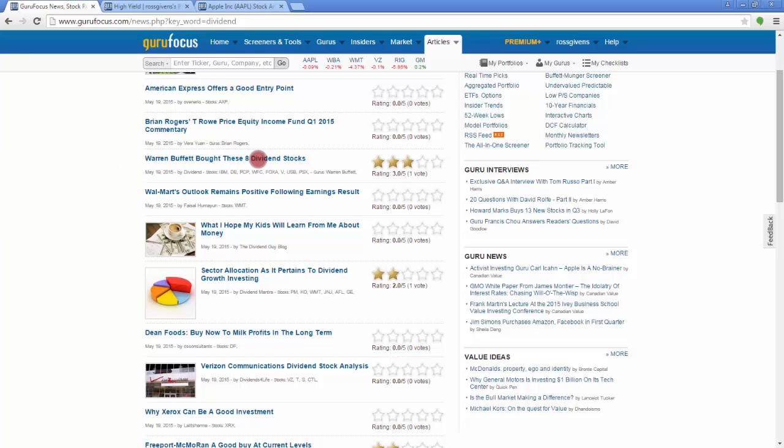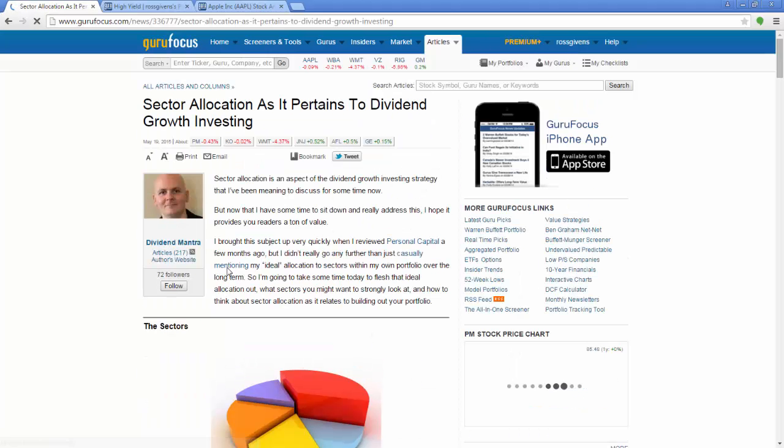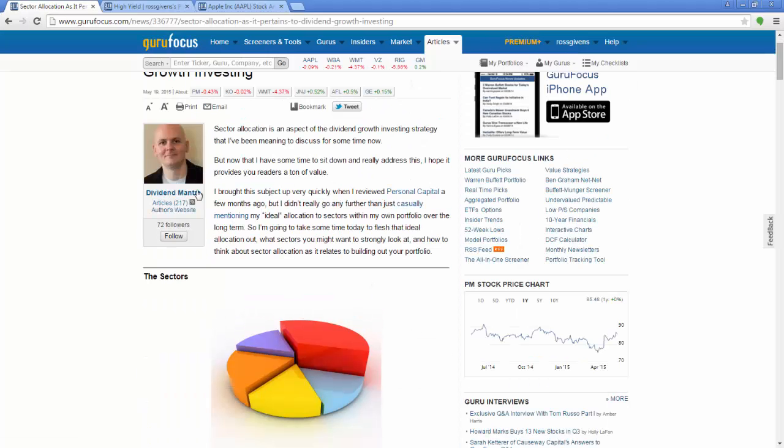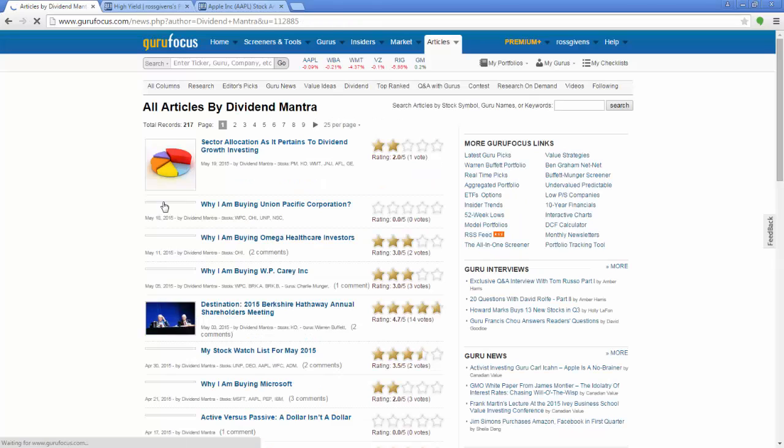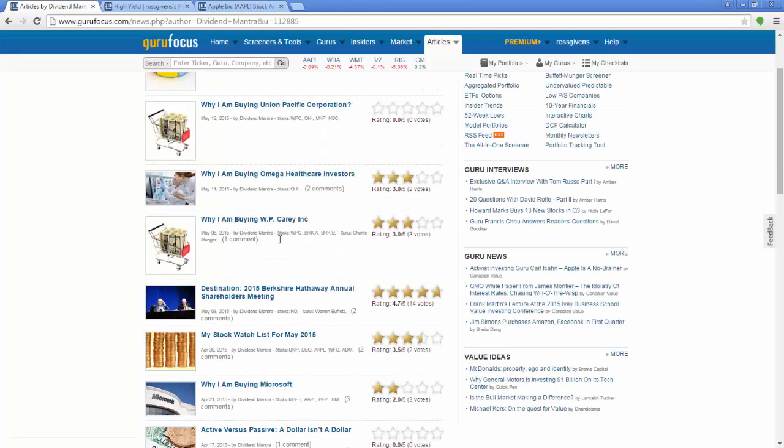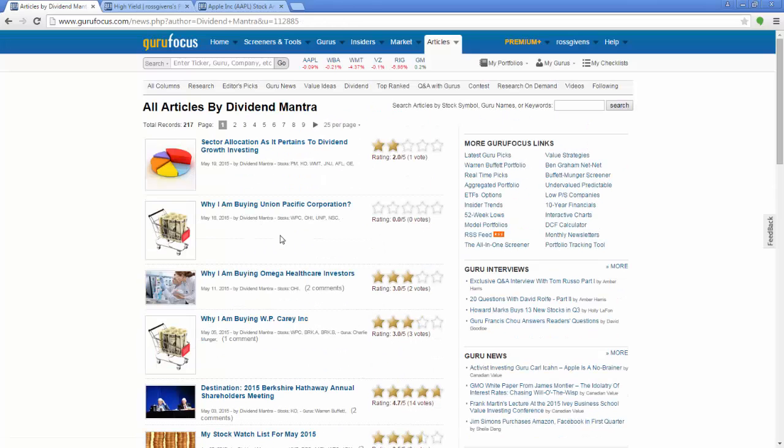Warren Buffett bought these 8 dividend stocks. This one by the Dividend Guy blog, What I Hope My Kids Will Learn From Me About Money. There's another writer, Dividend Mantra, who's a big dividend investor. He's looking at sector allocation as it pertains to dividend growth investing. So even if this becomes a chasing the rabbit kind of thing, oh, see this article, let's take a look at it. Kind of like what this guy says. Let me take a look at his other articles. He's obviously a dividend guy, and you may get a few ideas from it, right?